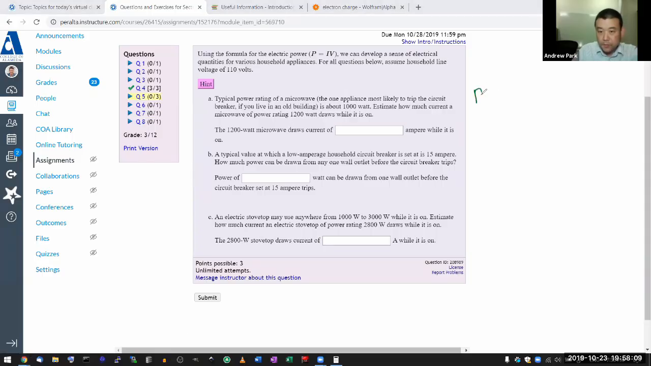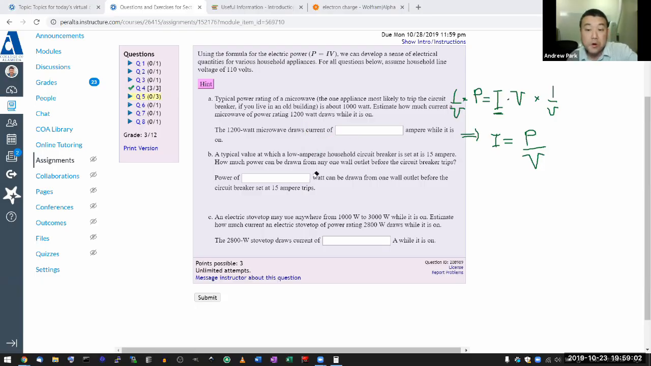I need the formula for power. So I am using power is the current times voltage. But because the question is asking for current, I really need to have this solved for current. So I can imagine multiplying both sides by 1 over V. Then what you end up with is current is equal to the power divided by voltage.